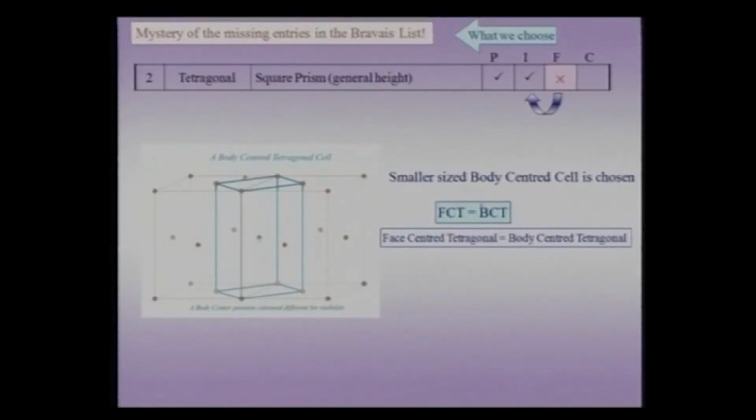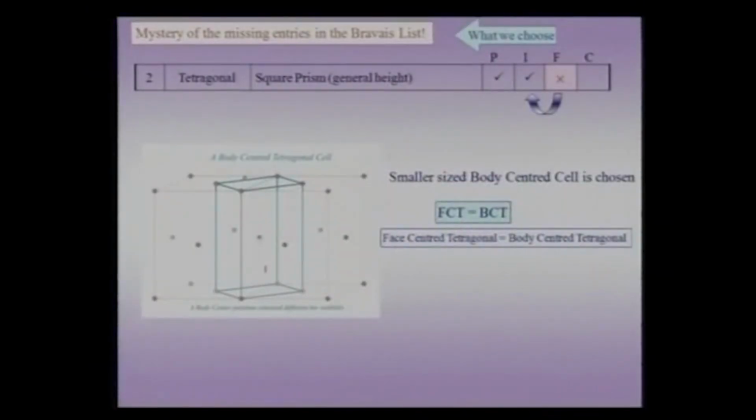Now, should I use a face centered tetragonal or a body centered tetragonal? The choice is obvious, because face centered tetragonal has 4 lattice points per cell, the body centered tetragonal has only 2 lattice points per cell. I go ahead and make the smaller unit cell, which is the blue unit cell, as my preferred choice, and therefore instead of having a face centered lattice here, what we choose is a body centered tetragonal lattice.